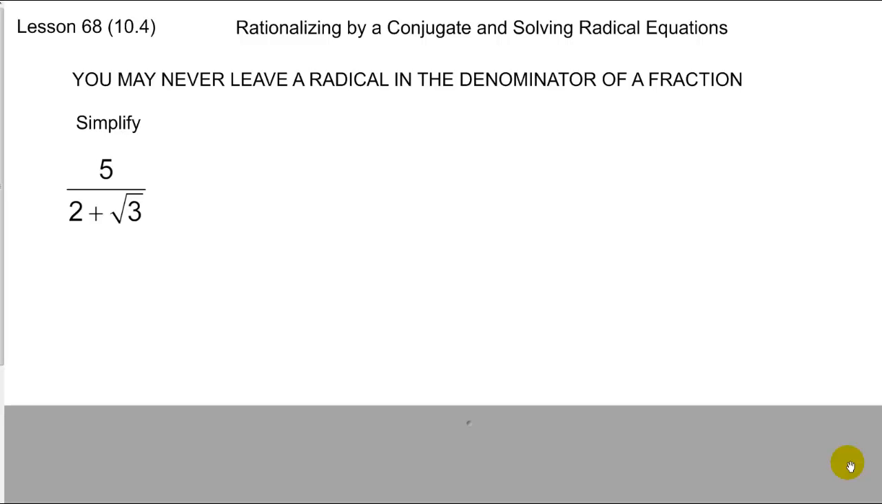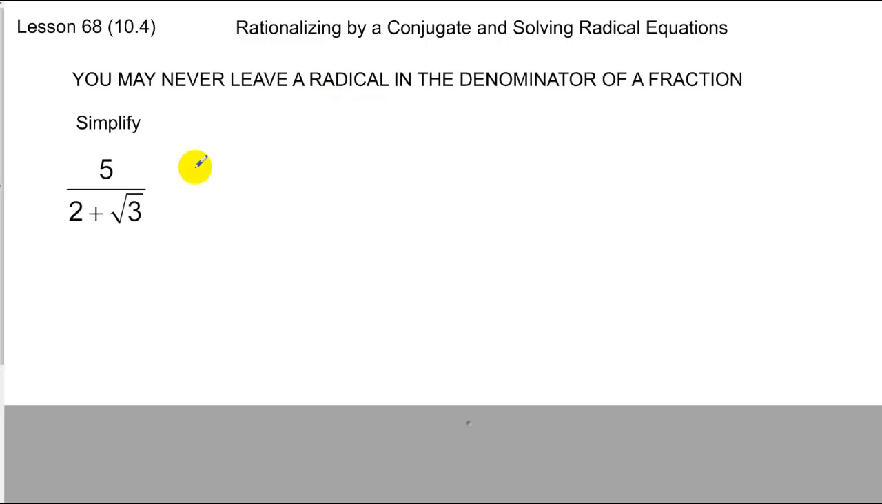Today will be the last day we talk about simplifying some forms of radical expressions, and we're also going to go into solving radical equations. Now you'll see in this first example problem we have 5 over the quantity of 2 plus root 3, and we've talked about already that you can never leave a radical in the denominator of a fraction.